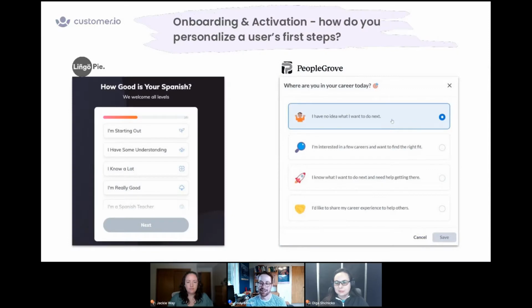Okay, so we're going to jump right into the tactical stuff, starting with onboarding and activation. As I prefaced, this is both LingoPie on the left and People Grove on the right, a part of the sign-up process to create an account. I think what's notable is both of your businesses are capturing data on who someone is and what they're looking to do, or what value they're looking to find in your platform. So to kick things off, Olga, maybe I'll start with you. What types of information are important at this first stage of somebody signing up, and how are you using that to engage them in onboarding?